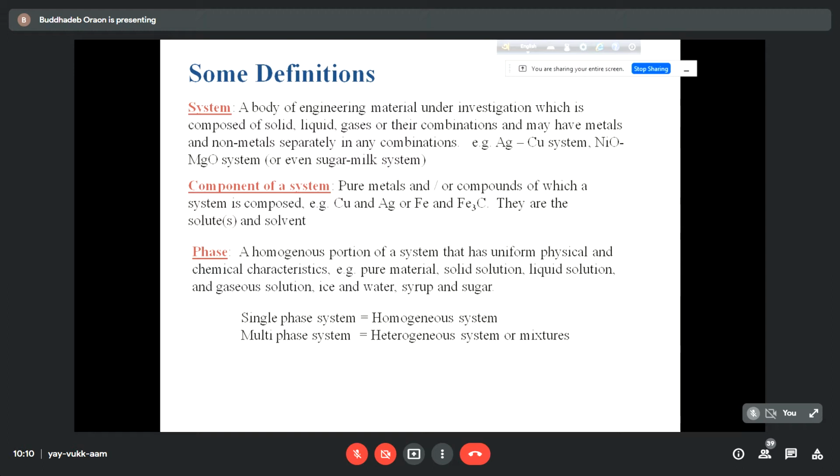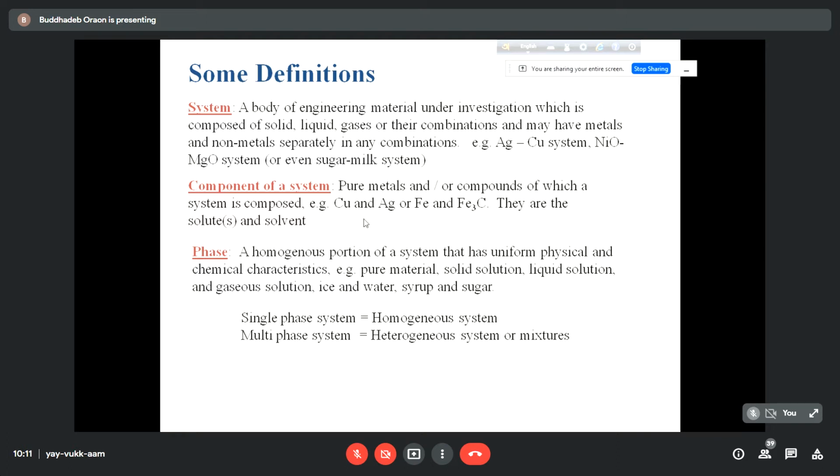Now, when we are talking about the system, it is basically a body of engineering material under the investigation, which are composed of solid, liquid, and gases, and or maybe the combination. Like suppose you are mixing silver and copper, so it is becoming silver copper system, like that. Then there can be the combination of other materials like NiO, MgO, like that, or even sugar milk system, like that. So we'll term the combination of two or more elements or metals as the system here.